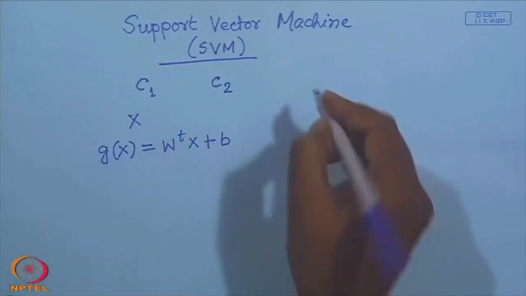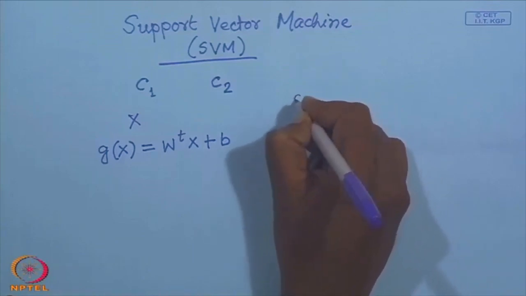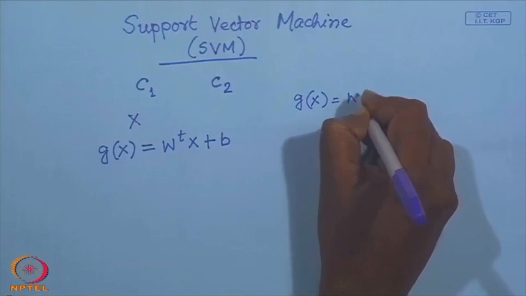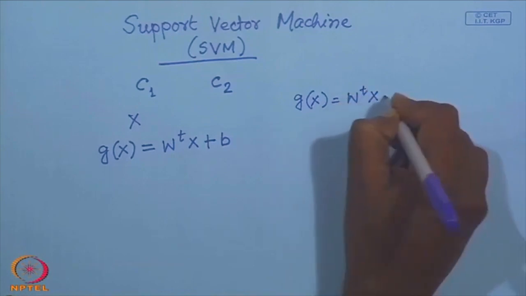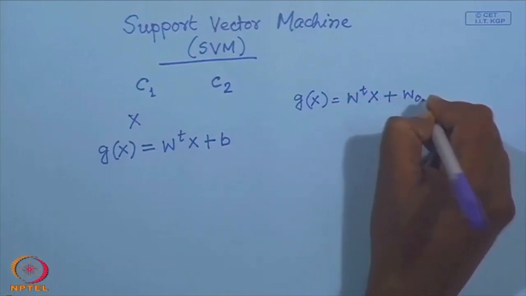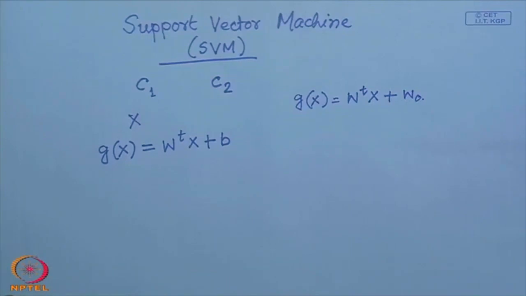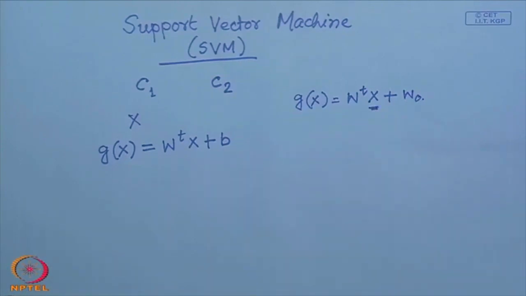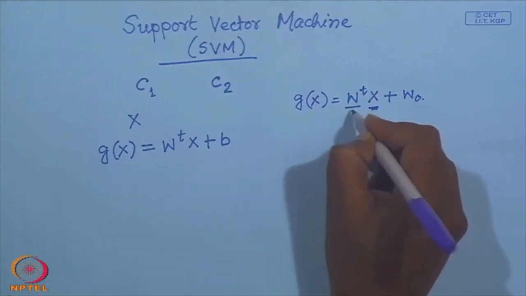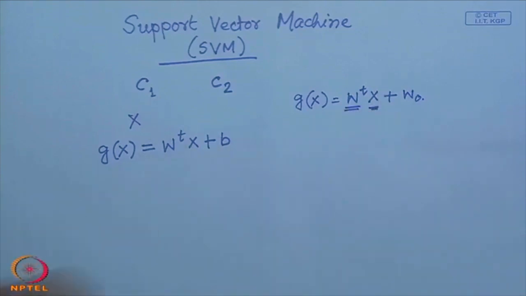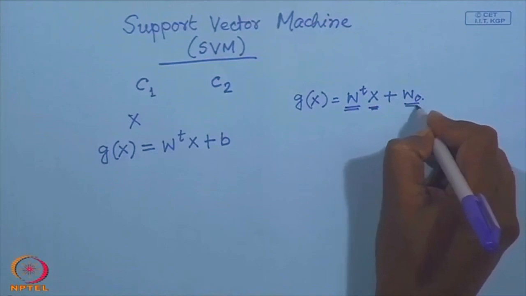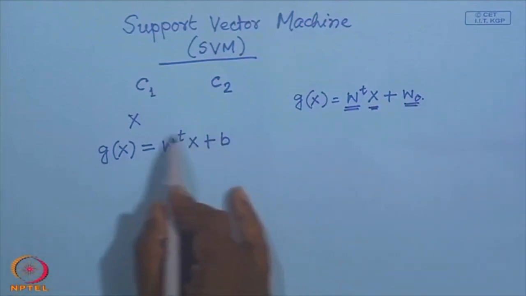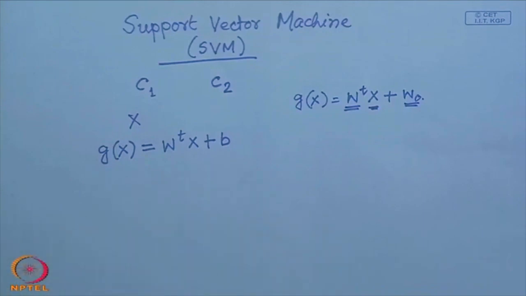Or maybe in the earlier lectures, we had put g of x as w transpose x plus w naught. It was something like this, where x is the input feature vector, w is the weight vector and w naught is a bias term. So, you find that this is a linear function.